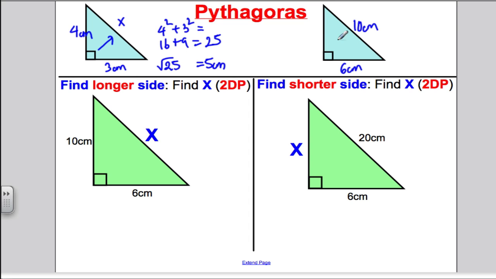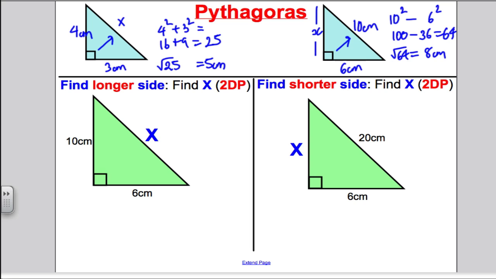If you're working out the longer side, it's that one. So if you're working out this side, it's one of the shorter sides. So you square them, and always do the big one first. Square it. Instead, because you're working out a shorter side, you subtract. So you do 10 squared minus 6 squared. You get 100, take away 36 is 64, and then you square root. The square root of 64 is equal to 8 centimeters. Okay, and that's how you do those.